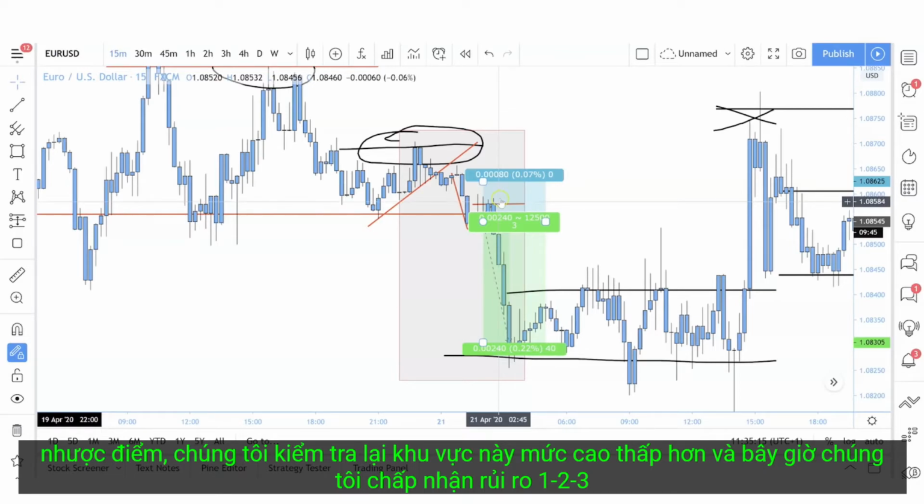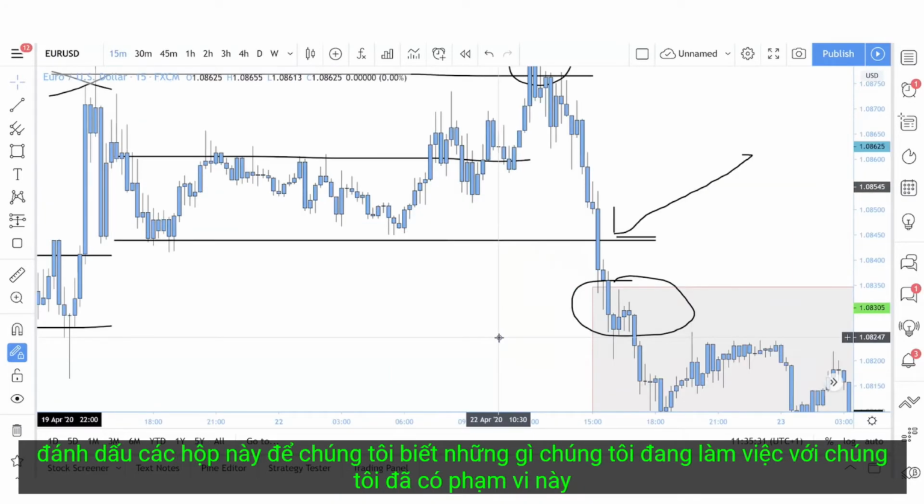Now what you'll do is move over to the next box, and it's very important that we highlight these boxes so we know what we're working with. We had this range again. We have this breakout of this range, and then the circle here is the area where we identified where the lower high could have formed. If you can see here, we have a beautiful push to the upside and a beautiful pin bar.